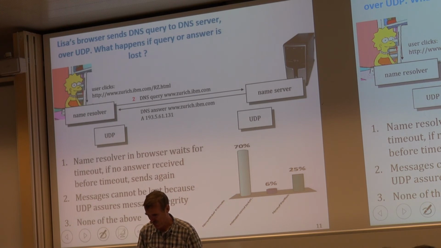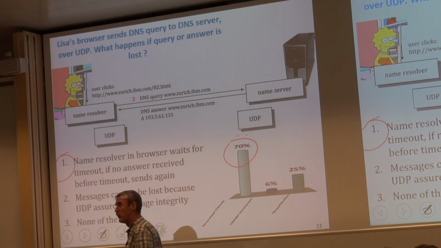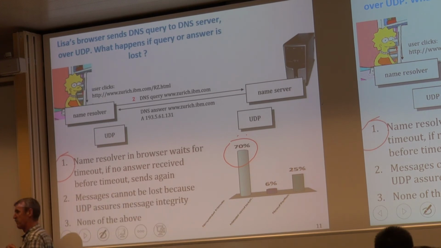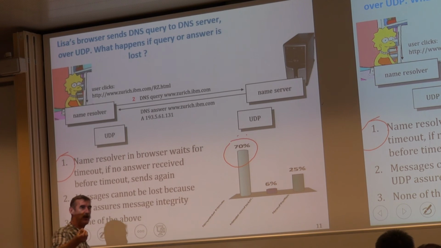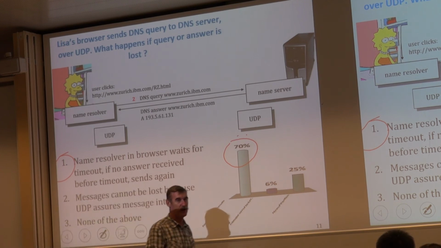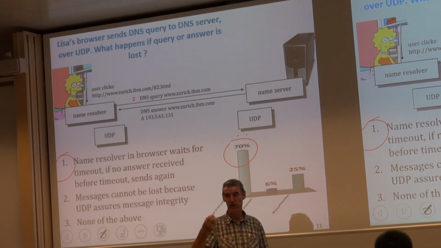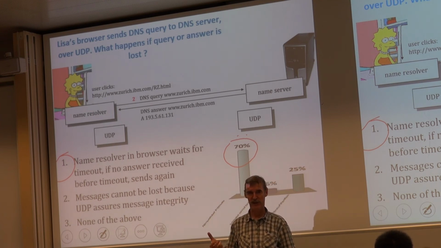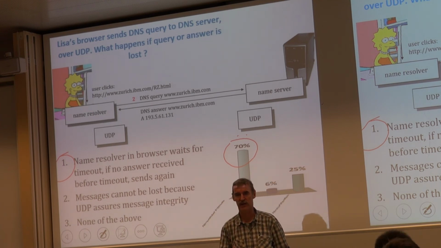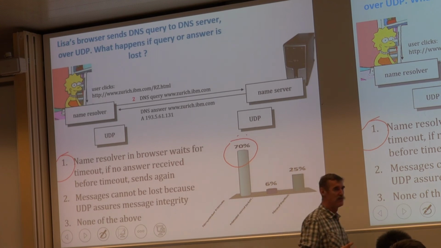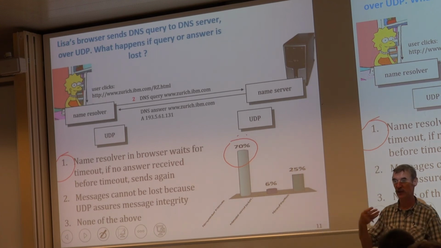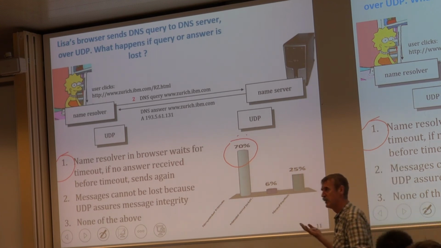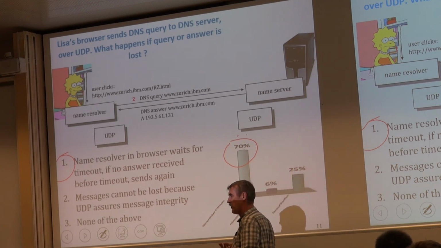The correct answer is the majority. The name resolver has to implement reliability, and the simple way to do it is the stop and go protocol. You send a query, you expect a response to your query. That's why you send a query. So if no response, you don't need to ask for a specific acknowledgement because you expect an answer to come. If nothing comes, after some timeout, so you need to have a timer in the DNS client, then you'll send again.